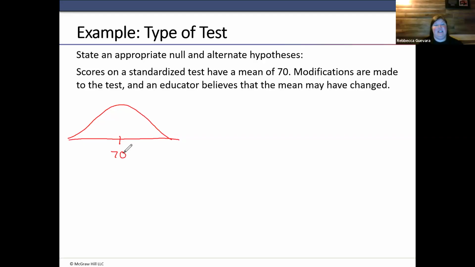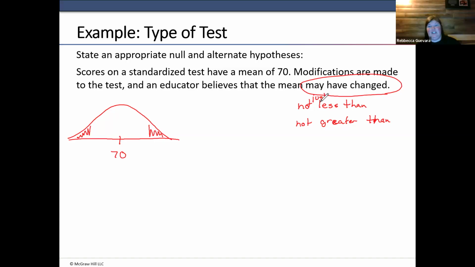Modifications are made to the test, and an educator believes that the mean may have changed. So here, we didn't say the mean is smaller, or that it's less than or greater than, it's just may have changed. So we didn't state less than, didn't state greater than. Meaning that it could be here or it could be here. It's not just less than, it's not just greater than. It could be either.